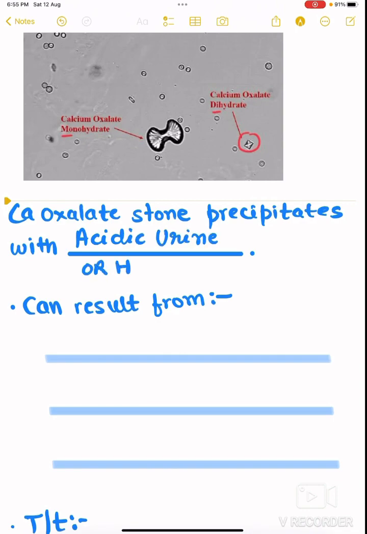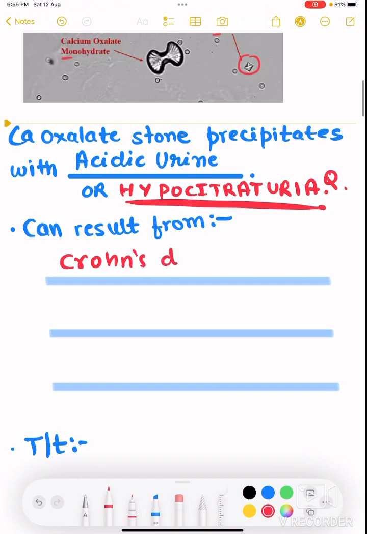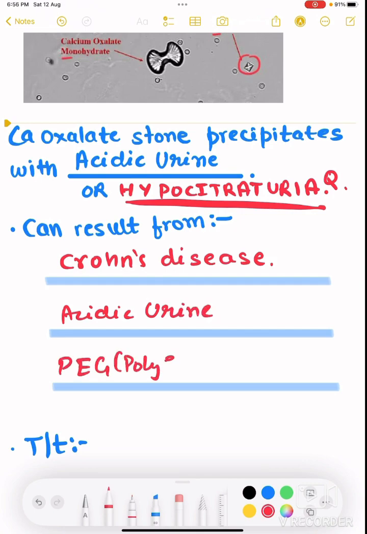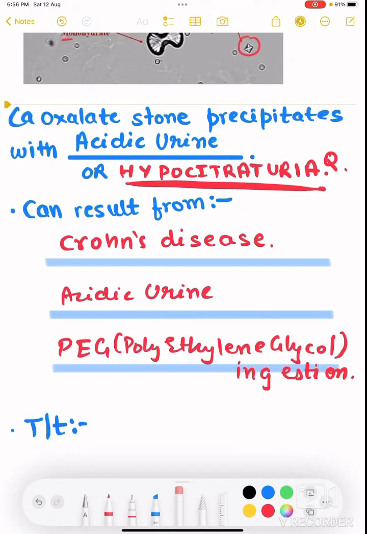Or hypocitraturia. Acidic urine or hypocitraturia, right? It can result from Crohn's disease. Then it can also result from PEG ingestion, polyethylene glycol ingestion, right? So these are the few things that can result in calcium oxalate stone. Apart from acidic urine, I should have written over here, vitamin C excess can also cause hypocitraturia.